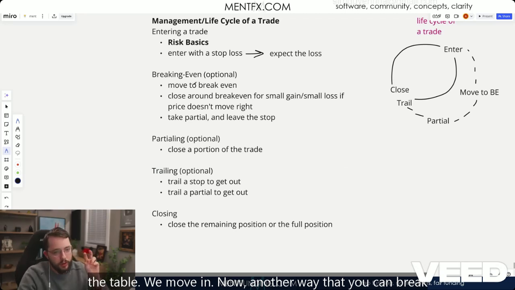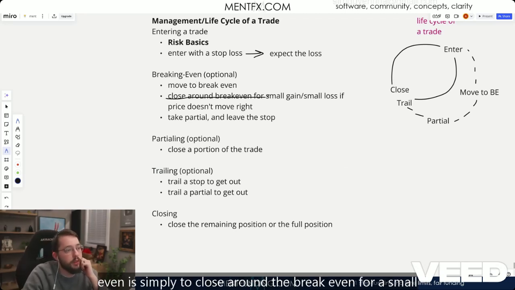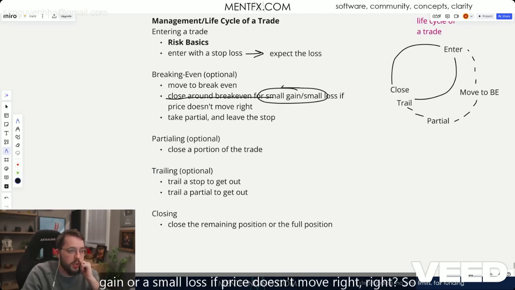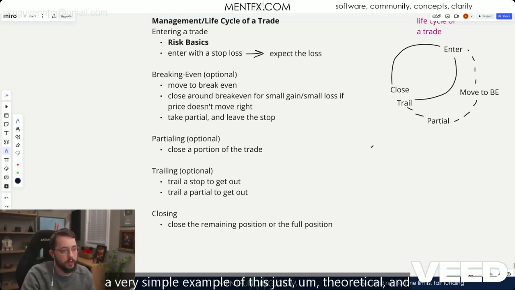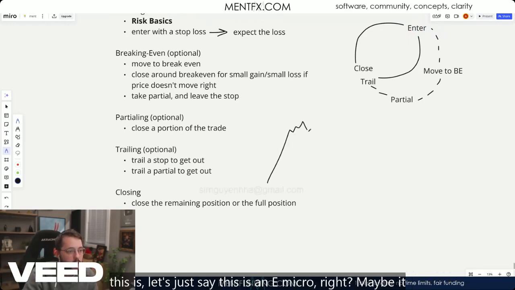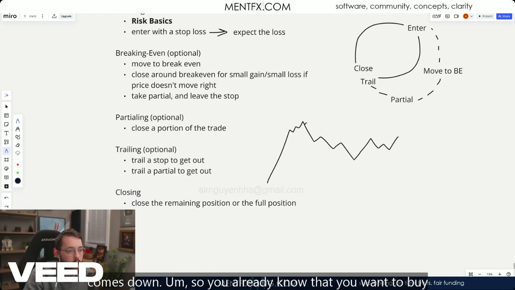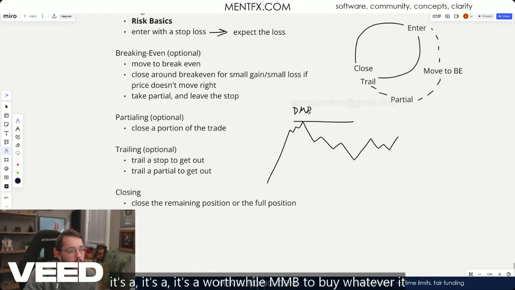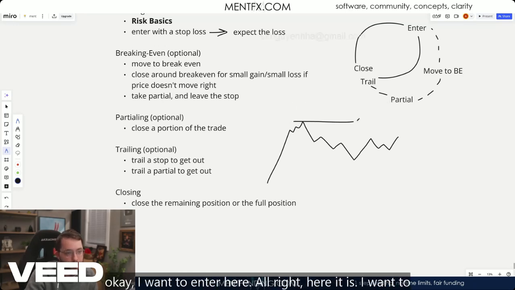Now, another way that you can break even is simply to close around the break even for a small gain or a small loss if price doesn't move, right? A very simple example of this, just theoretical, and then we can maybe look at a real one: let's just say this is an E-micro, right? Maybe it comes down. So you already know that you want to buy stop this because on a higher time frame, it's a double MB or a worthwhile MMB to buy, whatever it might be. It doesn't matter, right? You said, okay, I want to enter here.